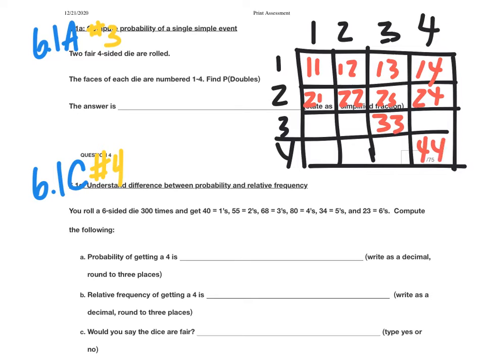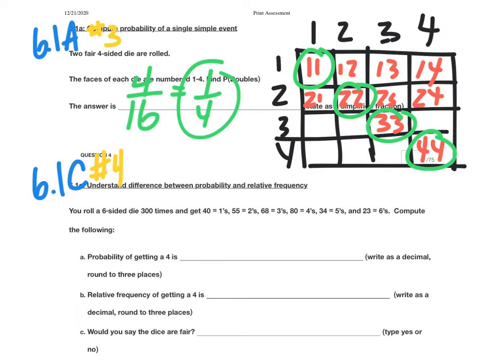come into play. We could easily go ahead, and we notice on this one we're going to have doubles here, here, here, and here. We have a 4x4 matrix, so there's 16 outcomes. So the probability of doubles is going to be 4 out of 16, which can be simplified to 1/4 as a final answer. The next one I have is 6.1c, understanding the difference between probability and relative frequency.